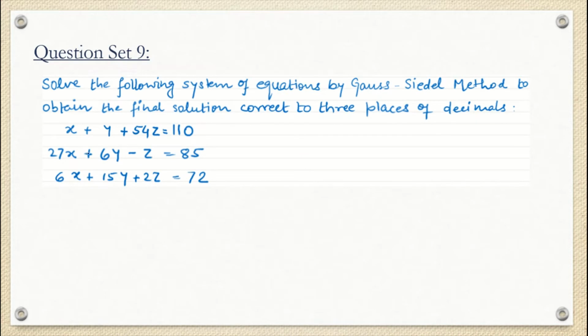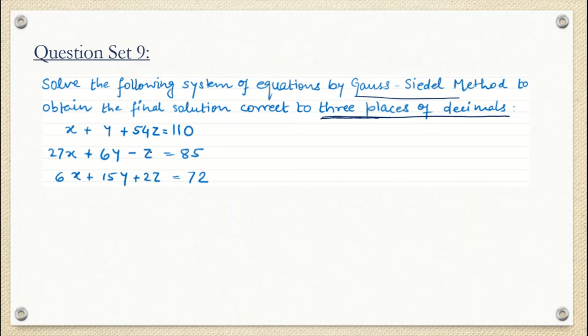This is the question which we are going to solve. Solve the following system of equations by the Gauss-Seidel method to obtain the final solution correct to 3 places of decimal. That means the answer is not going to be the exact answer, it is going to be an approximate answer, but we are going to accept the answer if it is correct to 3 places of decimal. For that we are going to use the Gauss-Seidel method.